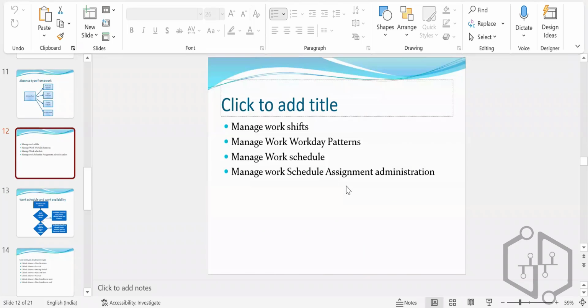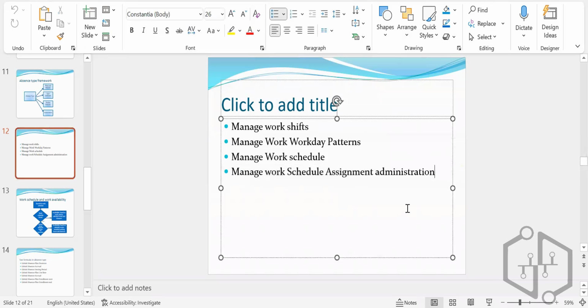Workday pattern is what? Suppose from Monday to Friday the worker is available, so that is called workday pattern. Work schedule is what? The combination of shifts and patterns. That means Monday to Friday, 9 to 5, the worker is available. That is called work schedule. So first we create work shift, then work patterns, and then work schedules. And manage work schedule assignment administration is when you assign that work schedule to a particular worker.